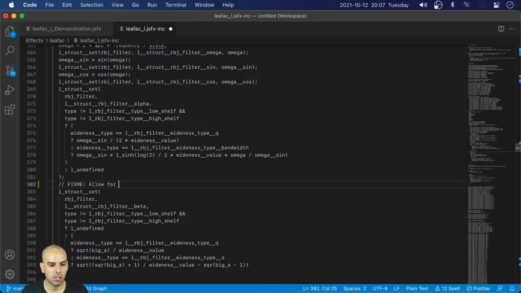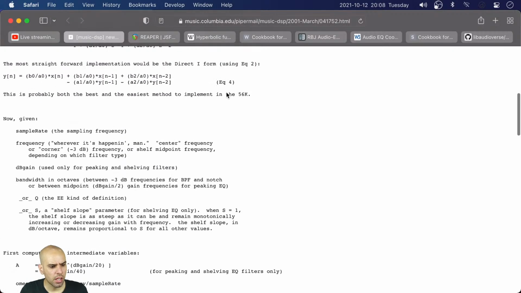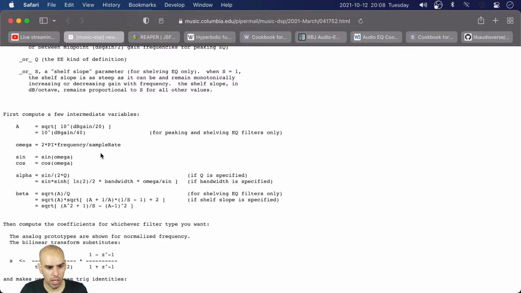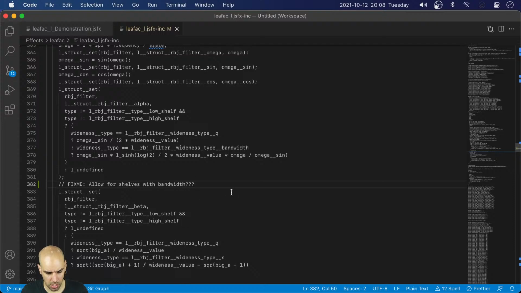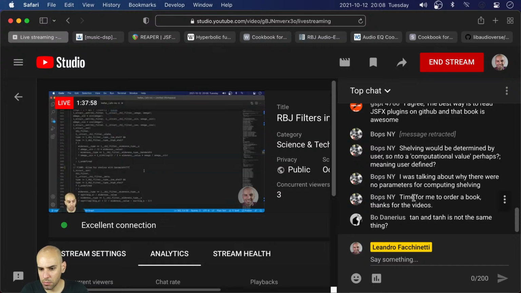Allow for shelves with bandwidth? Question mark, because there is a formula. I'm not sure if it's in this document. I'll read this over again. I'm not sure it's here, but I know there is a formula to relate Q and bandwidth, but then even the definition of Q is kind of debatable, so I'm not sure if this should be done, hence the question mark stuff. Yeah, I don't know. Time for me to order a book. Thanks for the videos. All right.